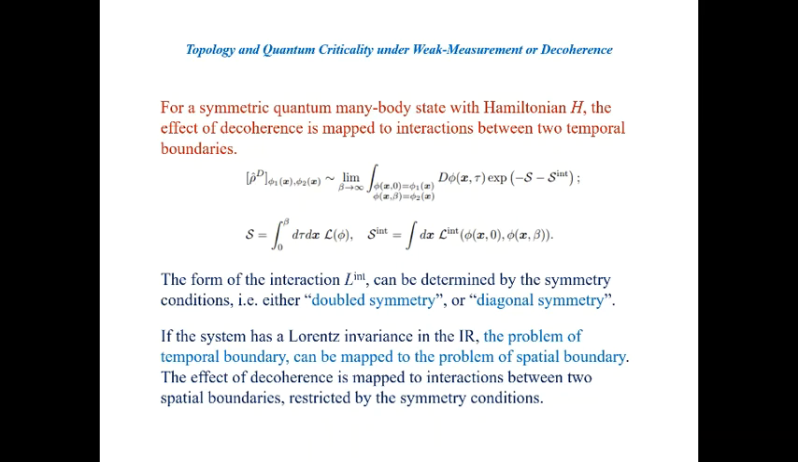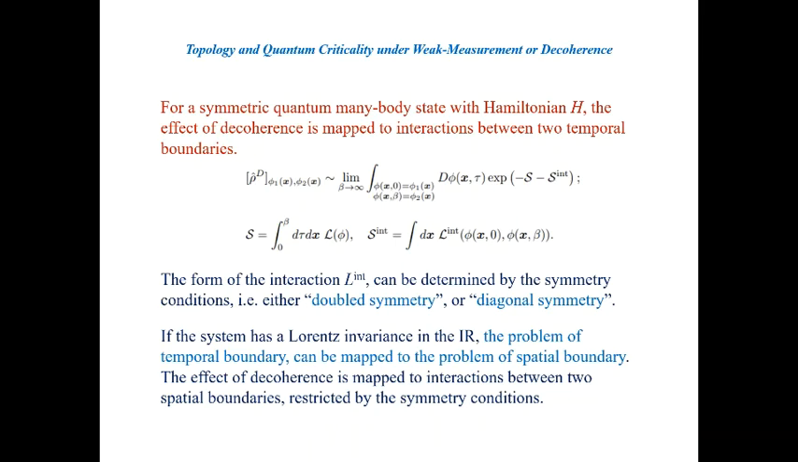Okay, bulk S is just a Lagrangian or action for the bulk Hamiltonian, but then this interaction will be decided by whether the quantum channel has a double symmetry or a single symmetry. And of course, this problem of decoherence is now mapped to a problem of the boundary of the path integral. So the decoherence in the bulk is now mapped to the problem of the boundary.